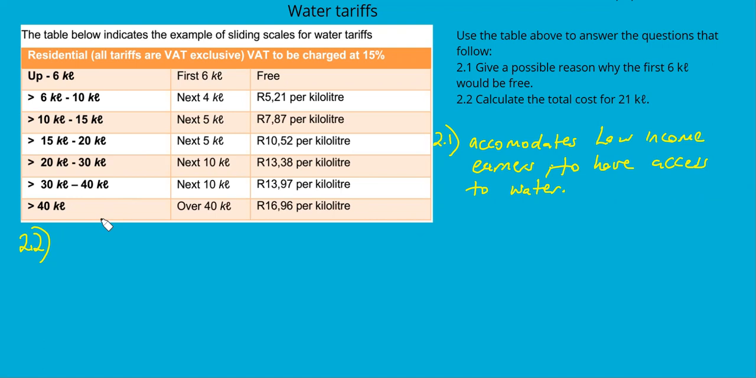2.2, calculate the total cost of 21 kiloliters. Now, 21 kiloliters is going to be easy for us because we see that there's an extra one here. So all these categories can guide us, also that 20 to 20 are equal to 30. So our 21 lies here.